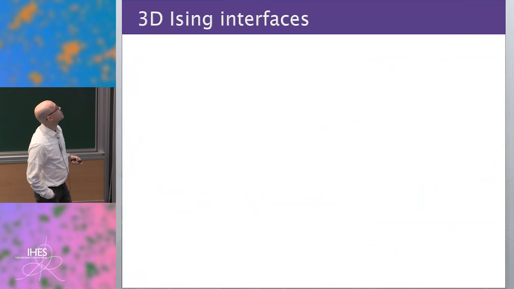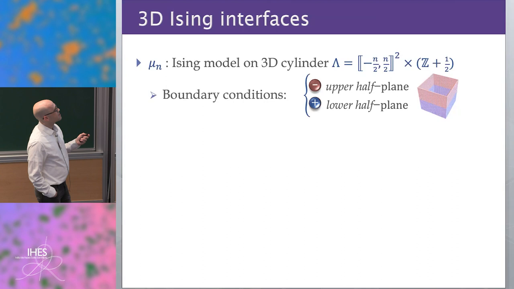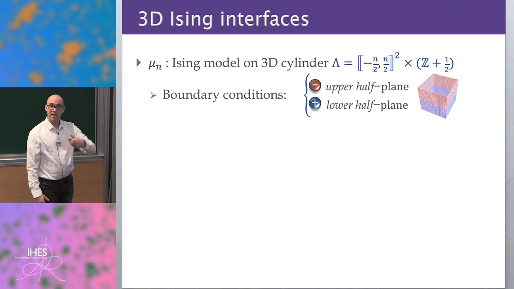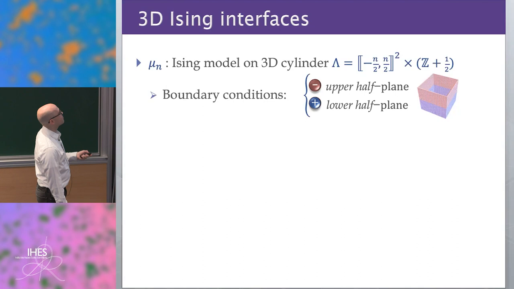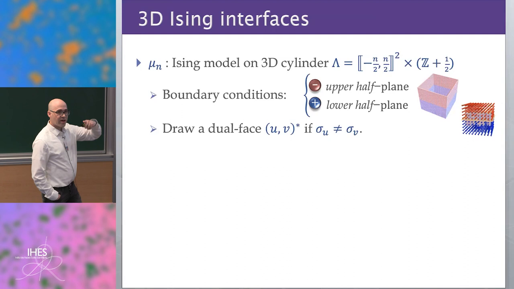Now, in three dimensions, we do the same thing. We have Dobrushin's classical boundary condition. So we have an infinite cylinder, a box of side length n, stretching up to plus and minus infinity. We put minus on the upper half space and plus on the lower half. Then we draw a dual face in between two disagreeing spins.